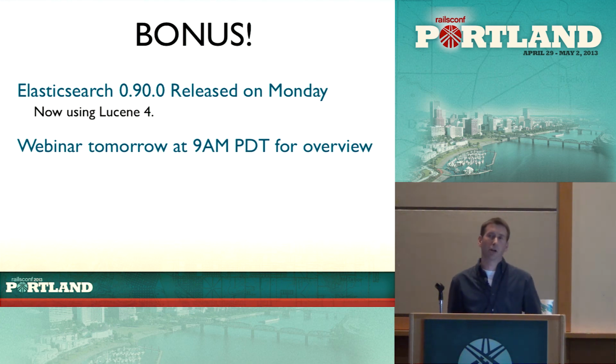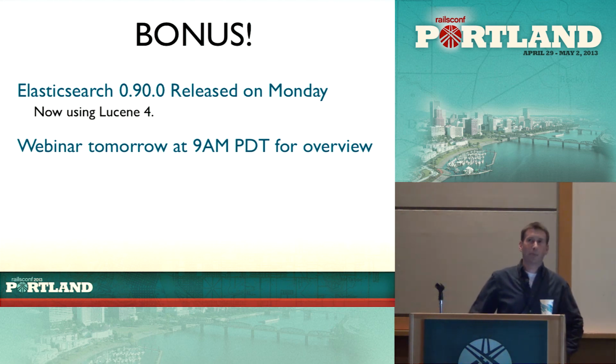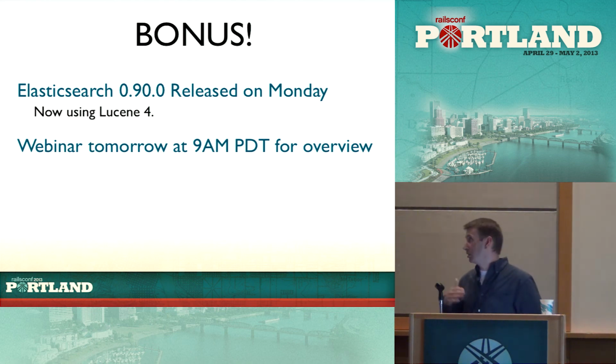So some bonus information. Elasticsearch 0.90 was just released this past Monday. It's now using Lucene 4, so you get all the benefits of that. He's done a lot of work around the document balancing. So before you could actually notice that some shards would actually be hotter than the others. Now with 0.90, it actually balances it a lot better.